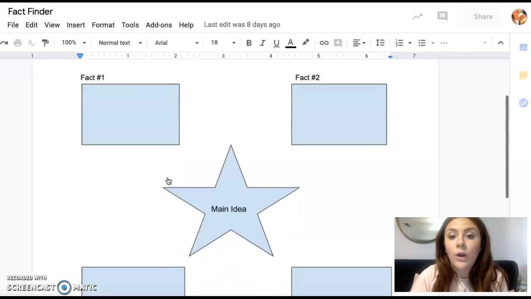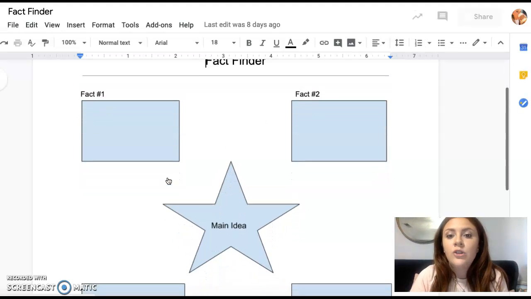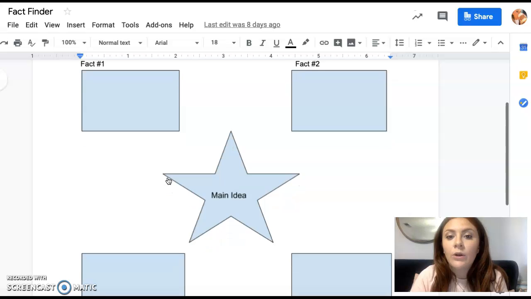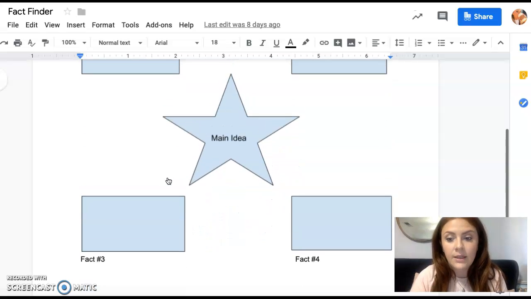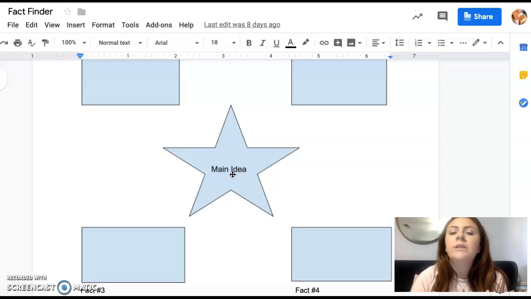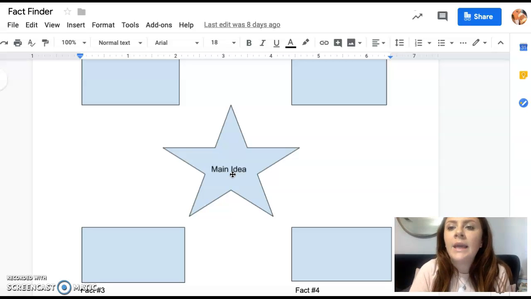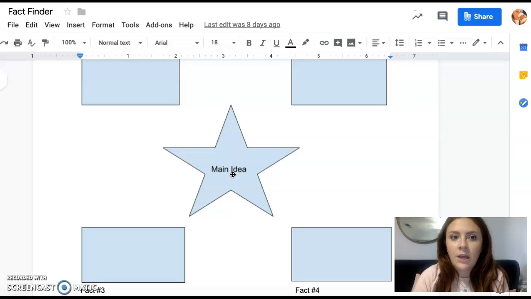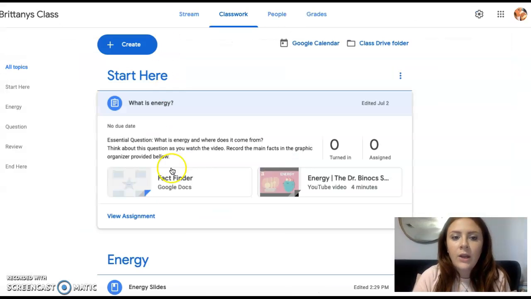It pulls up this graphic organizer that I've created for you. You're going to watch the video, and I want you to find 4 facts that the video states. Then I want you to take these facts and create a main idea. What do you think is the purpose of this video? What was this character trying to convey? What were they trying to let you know? What is the main purpose of this video?